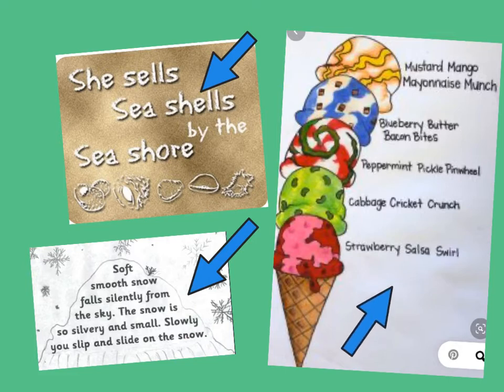The final example is the ice cream cone poem. It's a fun one to read, and you're going to hear why. Mustard, mango, mayonnaise munch, blueberry butter, bacon bites, peppermint pickle pinwheel, cabbage cricket crunch, strawberry salsa swirl. Each word in those ice cream flavors starts with the same sound. So mustard, mango, mayonnaise munch, blueberry butter, bacon bites, and so on.